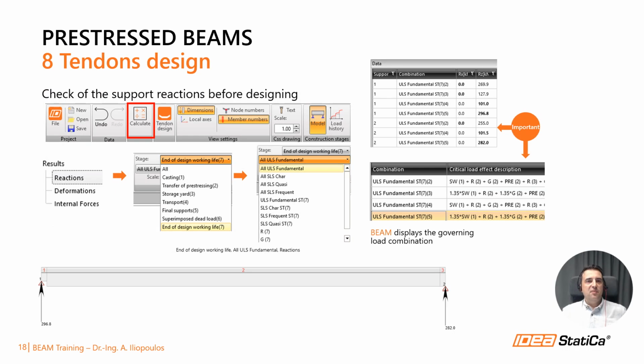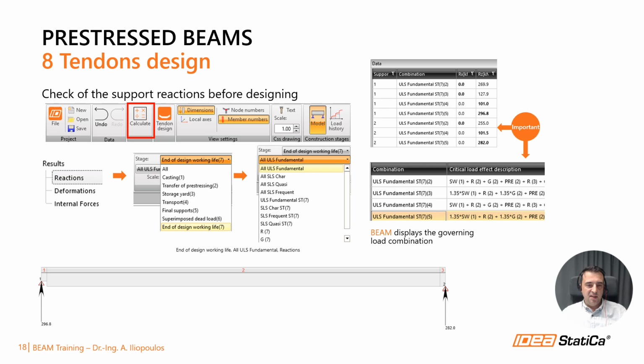Once we are satisfied with the tendon layout, we can click Calculate and we get the results. The first step should be to check the support forces, because we should always do a plausibility check. And if the support forces are not as we expected, it indicates that the loads were probably entered incorrectly.